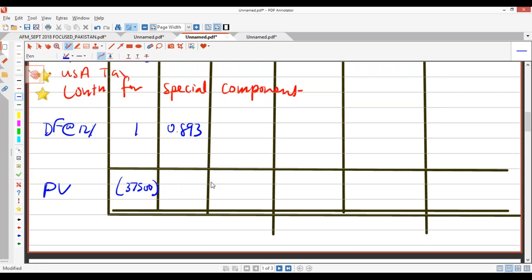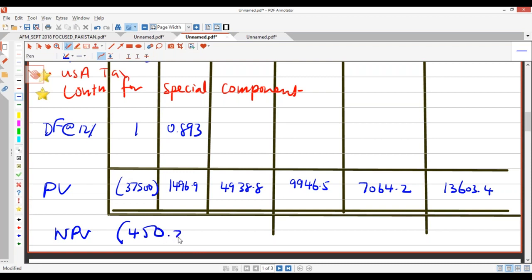37,500. And let me just give you the last answer. 1496.9, 4938.8, 9946.5, 7064.2, 13603.4, and you're going to get an NPV of negative 450.2 thousand. This is in dollars thousand, which if you want to put it in a full figure, you put as $450,200. It's going to be a loss.